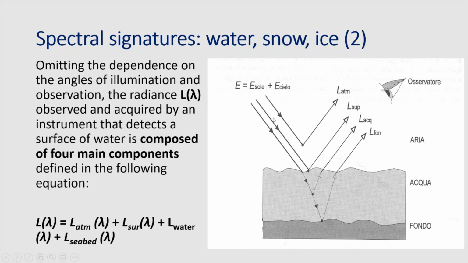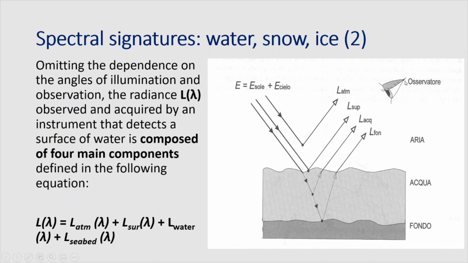This radiance value that is coming from the sun, and is observed and acquired by an instrument that detects a surface of water, is composed of four main components defined by the following equation. When you have this energy coming directly from the sun, and from the effects of the scattering of the atmosphere, it goes to the water surface and to an observer. Here we have our eye, but it could be, of course, a sensor mounted on board a satellite platform.